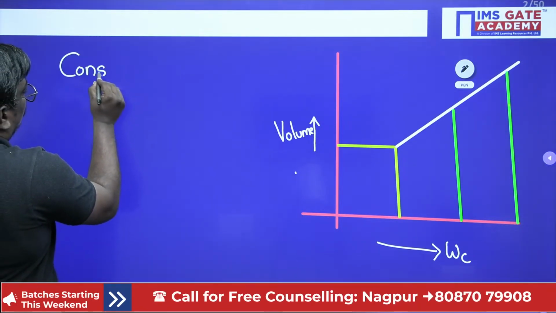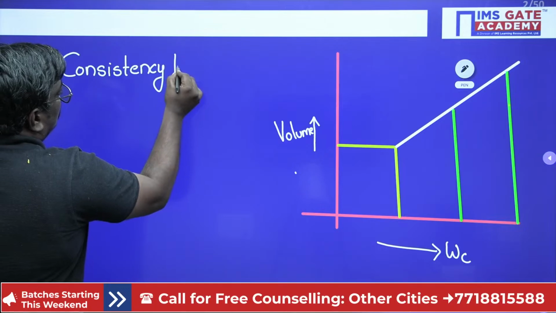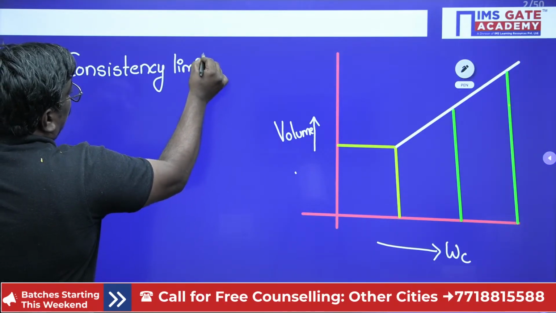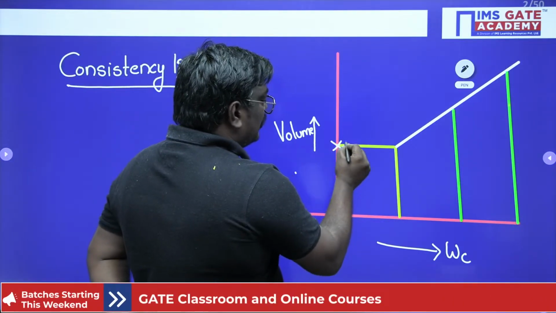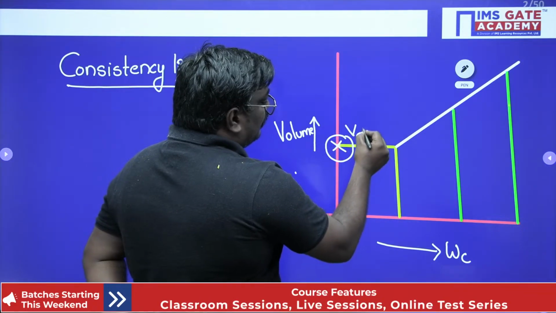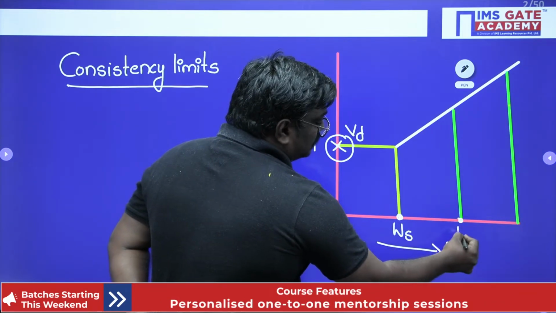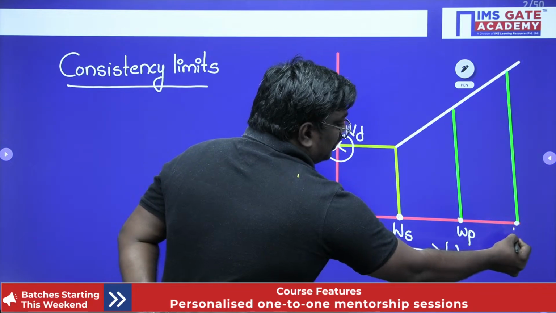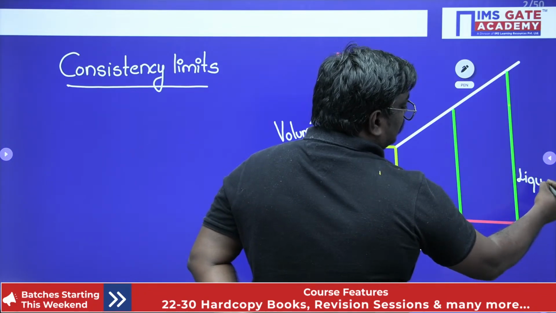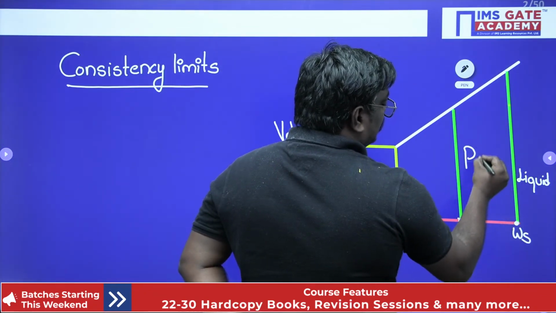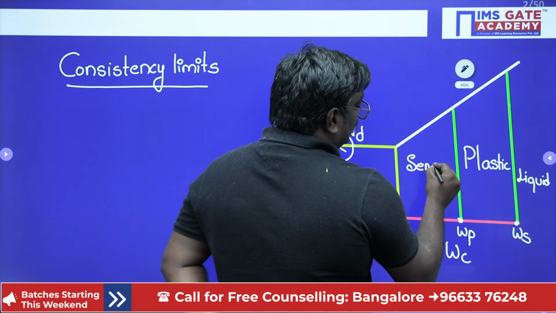Consistency limits are also known as Atterberg limits. Let us see here, the volume seems to be constant, and this position is called dry volume. This point is called the shrinkage limit, this is called the plastic limit, and this is called the liquid limit. Here we have the liquid state, here the plastic state, here the semi-solid state, and here the solid state.